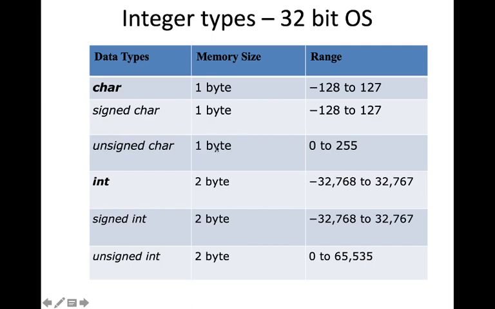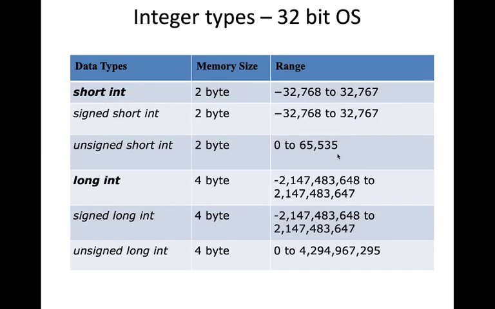Then there is unsigned char. Here 1 byte of memory will be allocated. Unsigned means there won't be any sign, so only positive numbers can be taken. So the range is from 0 to 2 raised to 8 minus 1, so it is 255. So it takes 0 to 255 in 1 byte.